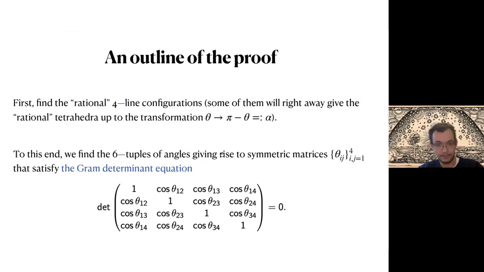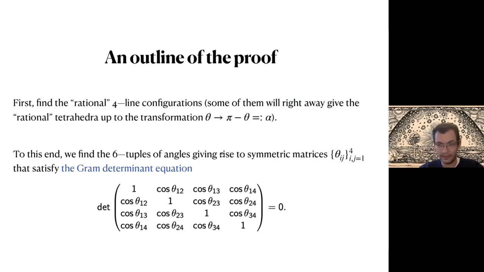So to this end, we will first find all the six-tuples of angles giving rise to the symmetric matrix written here, which is called the Gram determinant equation. So here, theta ij is the angle between two lines. This is not a dihedral angle, which will be pi minus theta ij if you think about a tetrahedron. This is exactly an angle between some pair of lines.